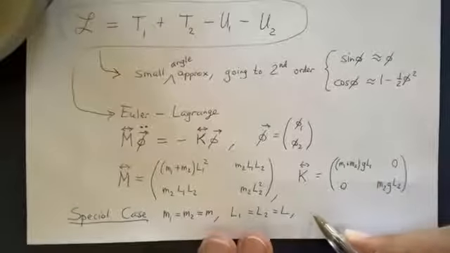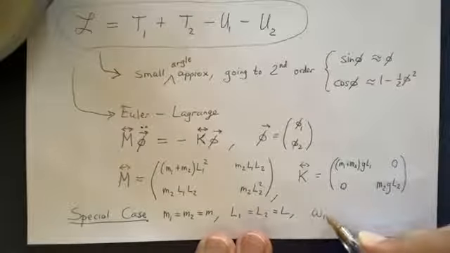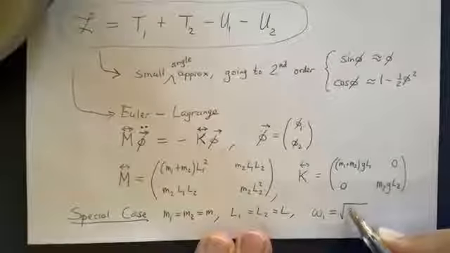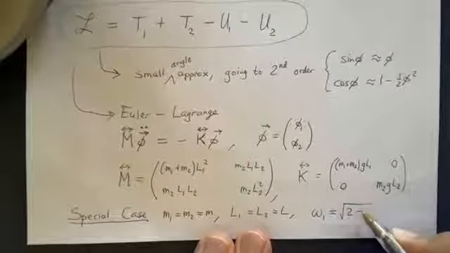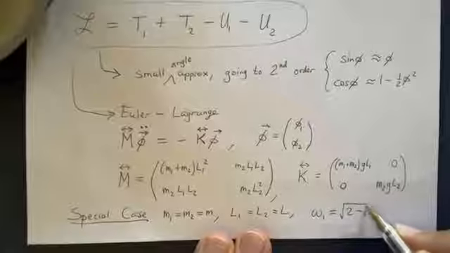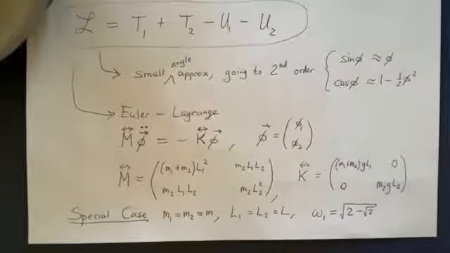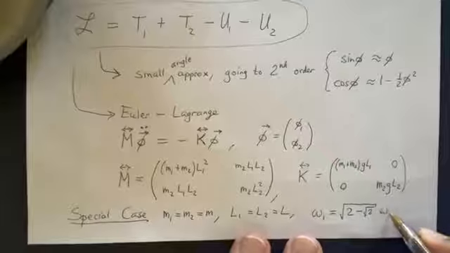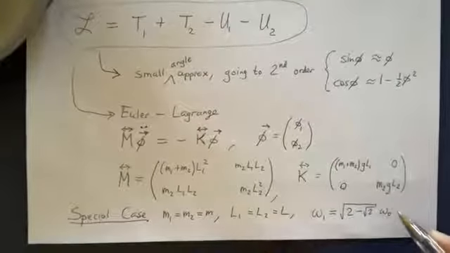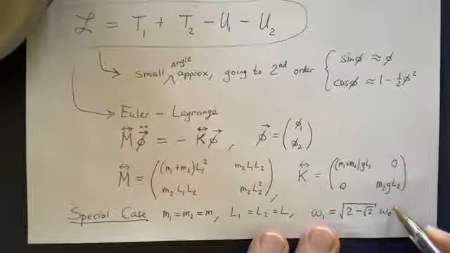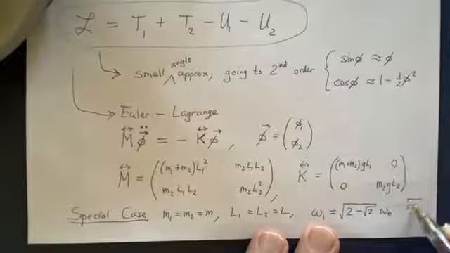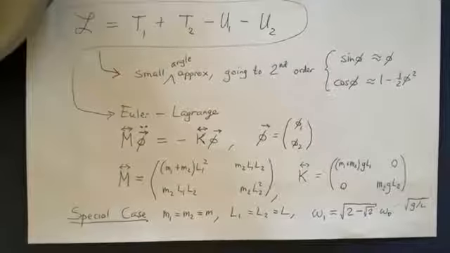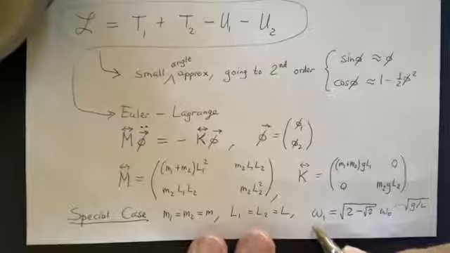When you solve for the frequencies, omega 1 is the square root of 2 minus the square root of 2, a nested square root, times omega naught. Omega naught is the usual square root of g over L, a very standard frequency when you're dealing with a pendulum. And the other frequency is also a nested square root.